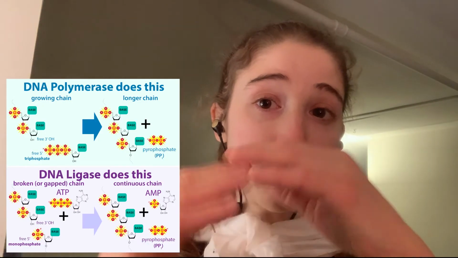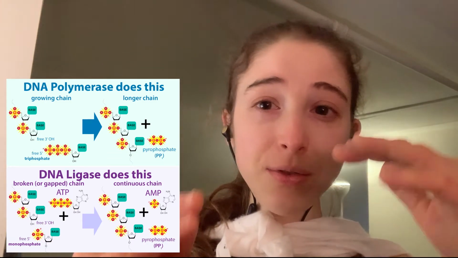Sometimes, however, you have two strands of DNA and you want to join them. In this case, you use a different enzyme. You use a DNA ligase. So before you were using a polymerase, and now you're using a ligase. And the difference has to do with where the energy is going to come from.